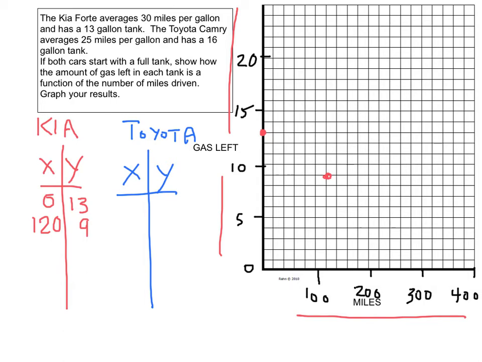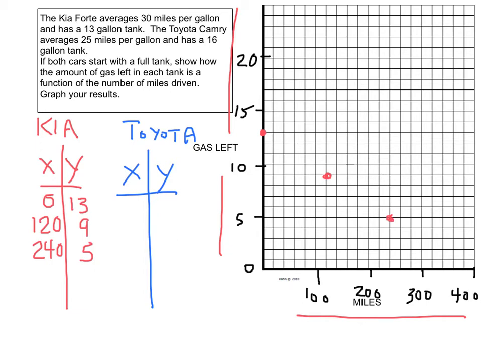X equals 120, Y equals 9. All right, and so I think that if I just use the same multiples again, if I go another 120 miles, that means the Kia has now traveled 240, and the tank goes down by 4 again. So I'd have 5 gallons left. So 240 is 2 marks past 200, and 5 gallons would be right there.